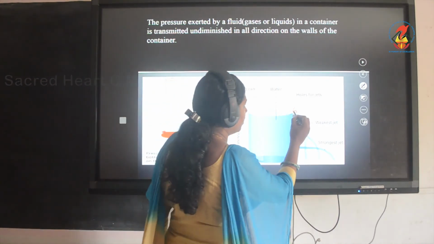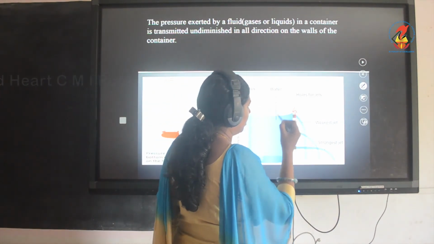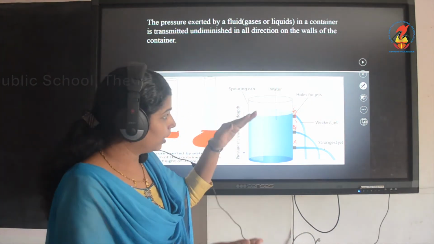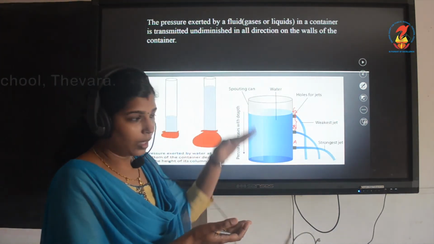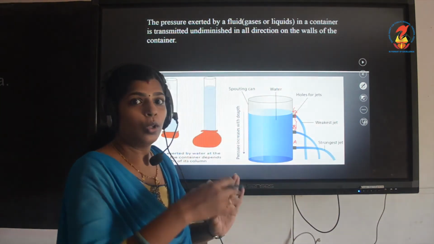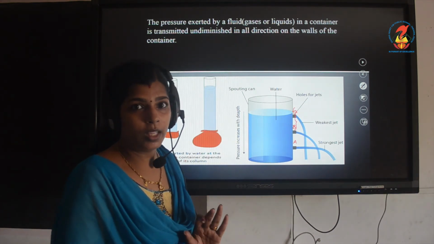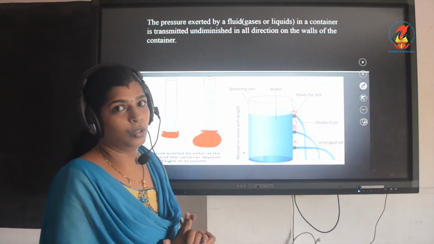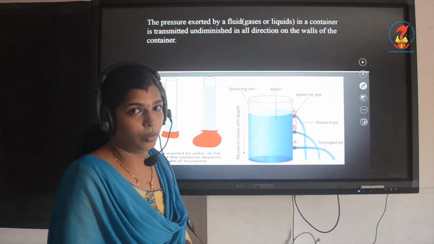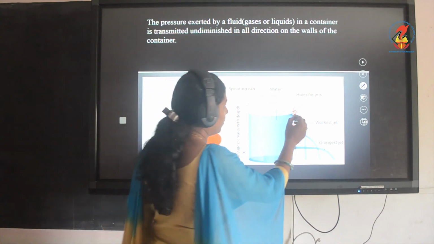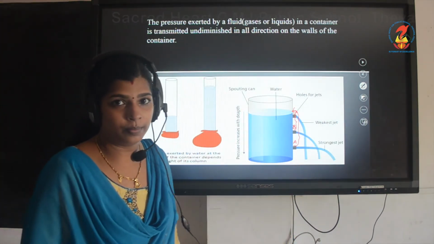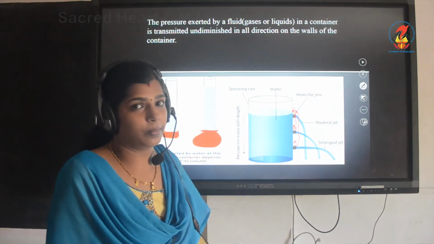Now for the second one, this much is the height of the liquid column. So the depth is increased. The height of the liquid column is more when compared to C. So the force with which the water comes out from hole B is more. Then when you compare with A, this is the height of the liquid column, so the depth is increased.